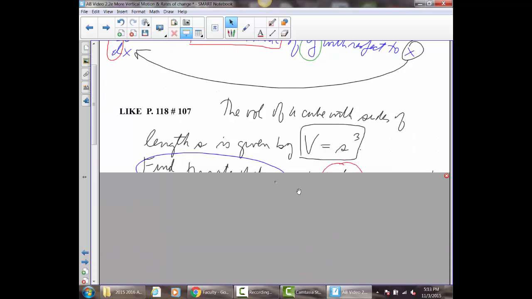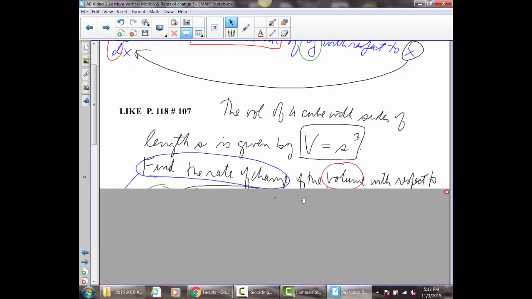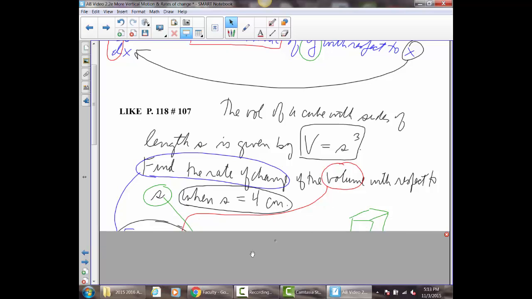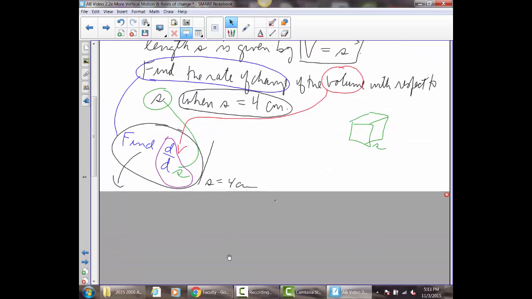It says the volume of a cube with sides of length s is given by, as if you don't know the formula for the volume of a cube. The question is this: find the rate of change of the volume with respect to s, which is the side length, when s is 4 centimeters. So they're asking you to find the derivative of V with respect to s when s is 4 centimeters. So that's what they're asking you to find.